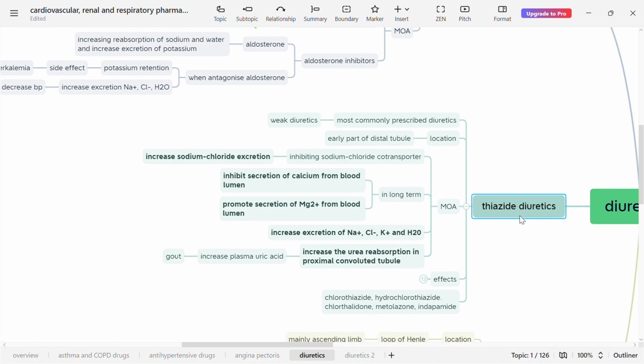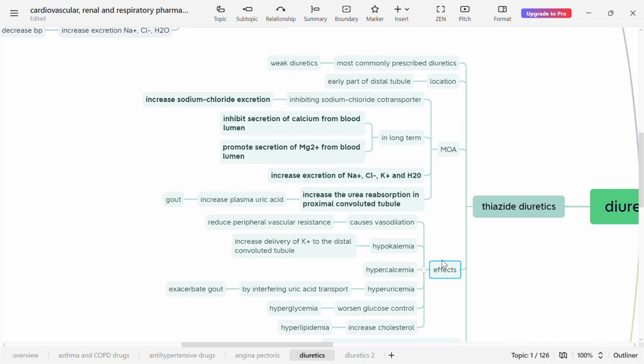Okay, let's move on to the next one. We have thiazide diuretics. The mechanism of action is that it will increase sodium chloride excretion. In the long term, we have both of these effects, which is not secreting the calcium and also promoting secretion of magnesium ions from the blood lumen. So it also increases excretion of the ions and also water. So it will cause effects. Here we can see.